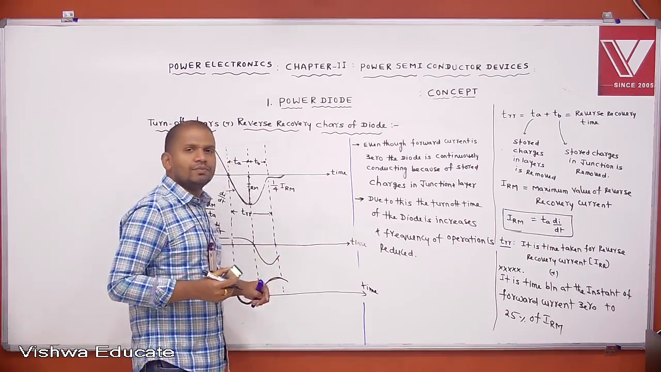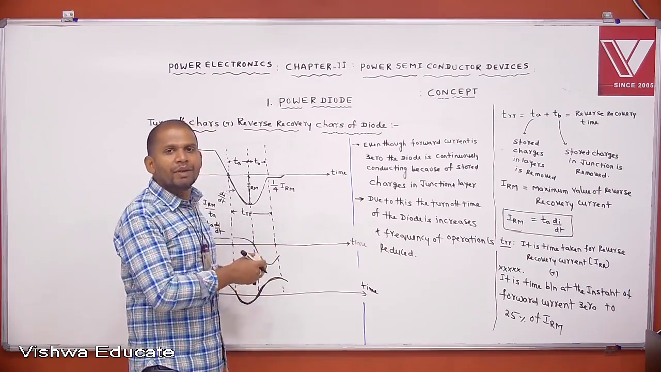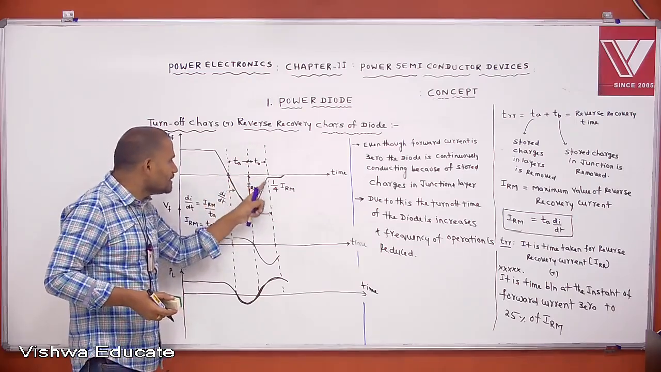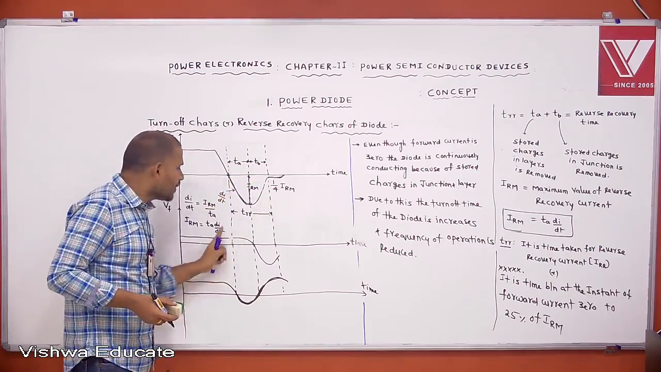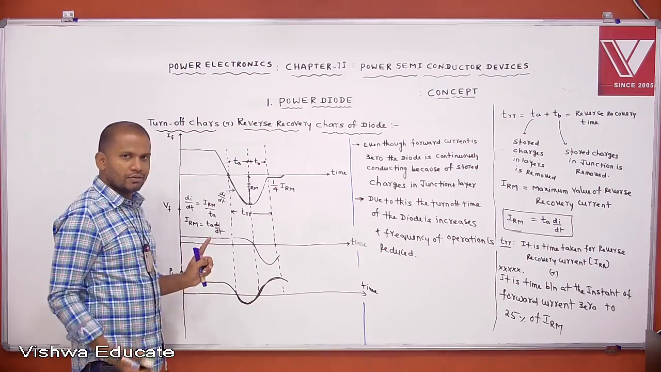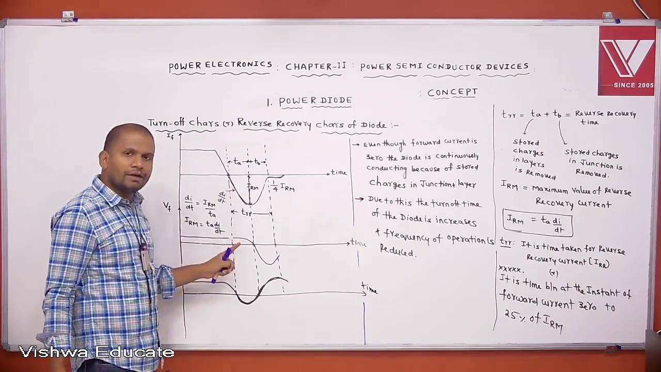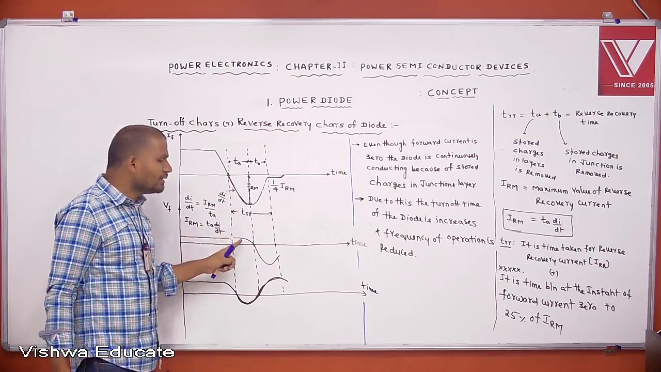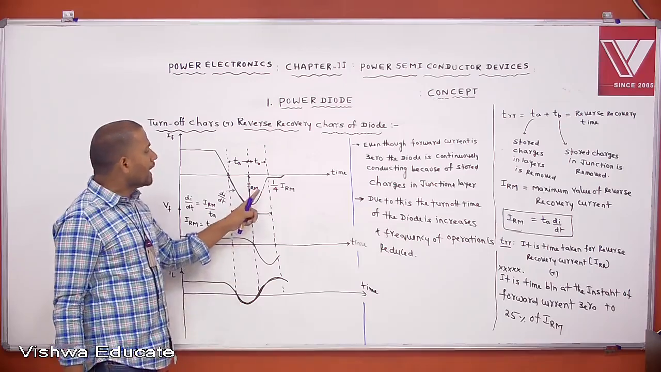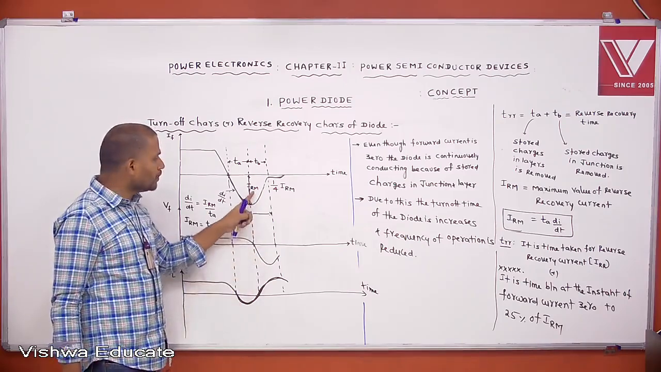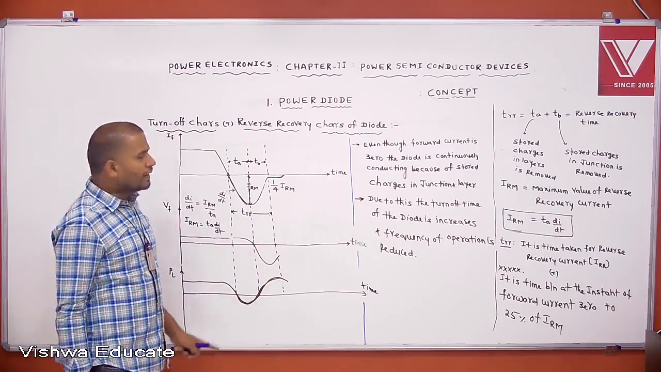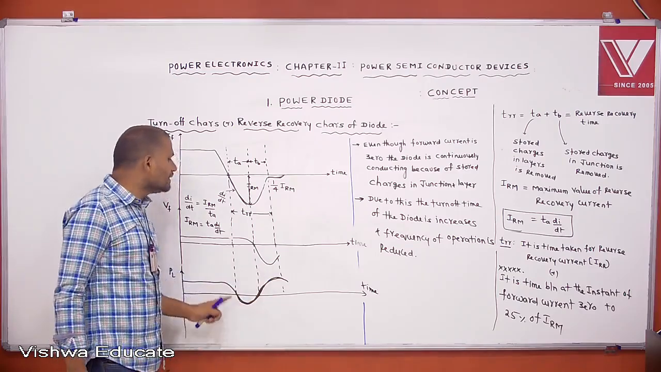With this knowledge, now I want to do some analysis based on these characteristics. Point to remember, this is for the current characteristics, this is for the voltage characteristics, and this is the power loss across the diode during the turn-off process. Power loss is defined as voltage into current. Negative current with positive voltage gives negative power loss. Negative current and negative voltage gives positive power loss. That means during the reverse recovery process, there exists some power loss.